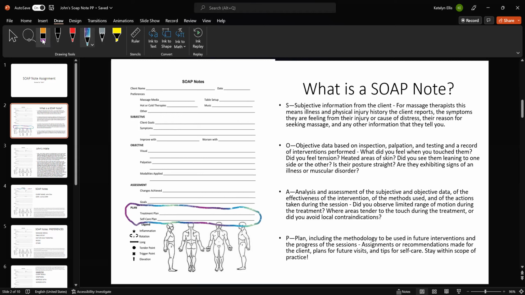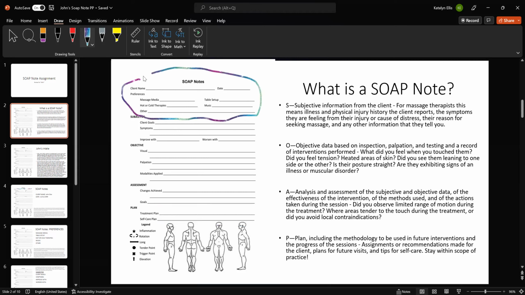All right, now there are 2 other sections that are not within just the SOAP portion of this that I have included on here. Here we have a preferences section. And we also have this legend down here with some models.